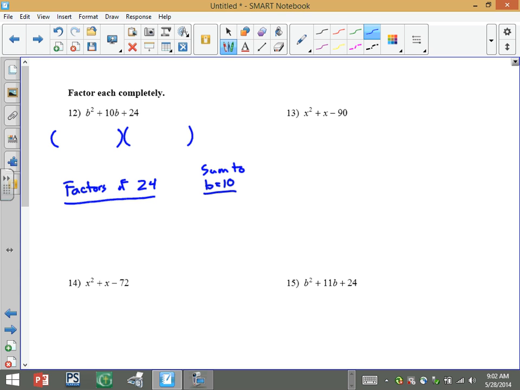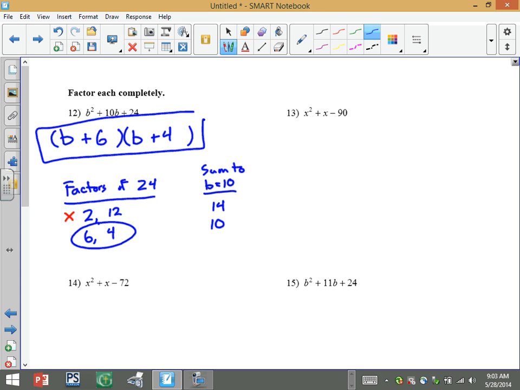So factors of 24, you've got 2 and 12. Well, 2 plus 12 is 14, so that's not it. Another potential grouping, we could do 6 times 4, and sure enough, 6 plus 4 is 10. So it looks like we found our two numbers. Our variable here is b, and everything's positive, so b plus 6, b plus 4.